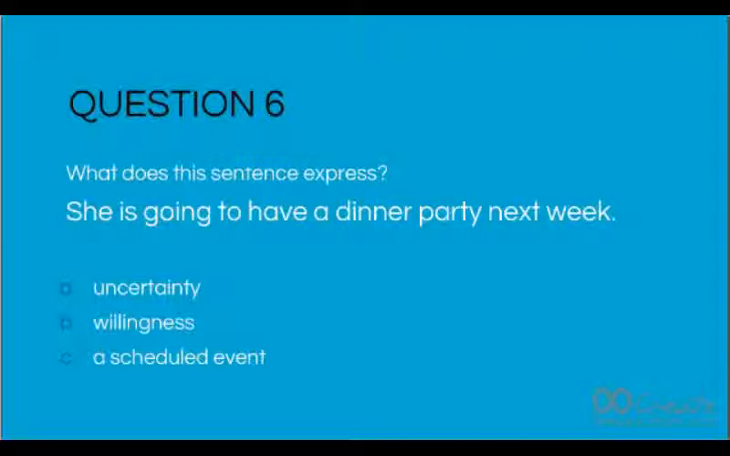Okay, question number 6 is the last sentence. What does this sentence express? She is going to have a dinner party next week. A, uncertainty. B, willingness. Or C, a scheduled event. The correct answer is C, a scheduled event. We use the be verb plus going to express a scheduled event. In this case, the dinner party next week.